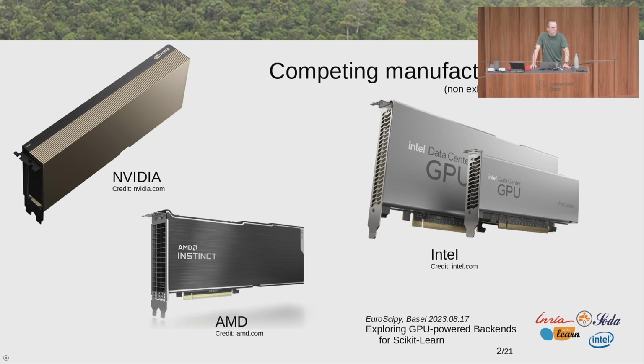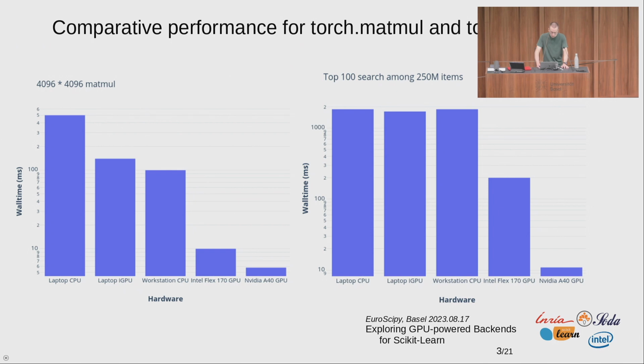I also want to mention that in the scientific computing Python ecosystem, we mostly hear about NVIDIA GPUs and CUDA computing, but other manufacturers are pushing to enter the market. Here I mention AMD and Intel GPUs. When we think about bringing GPU backends to scikit-learn, we also consider how it can run on GPUs of other manufacturers. So during the talk, I try in particular to give some benchmarks of how it can run on Intel GPUs.